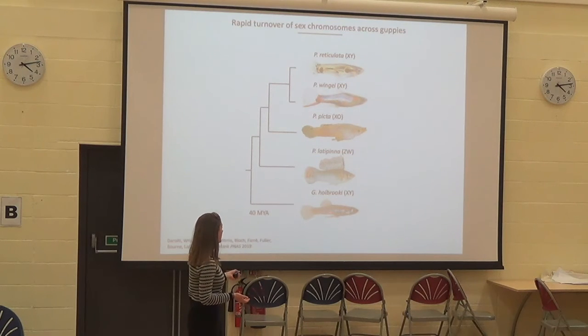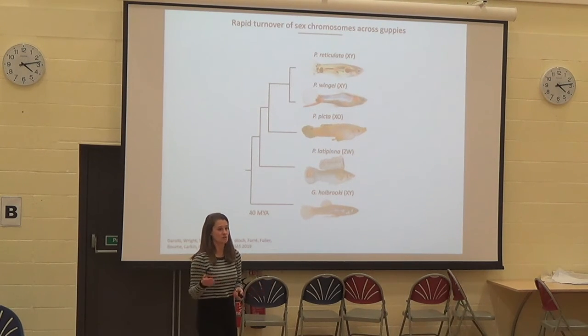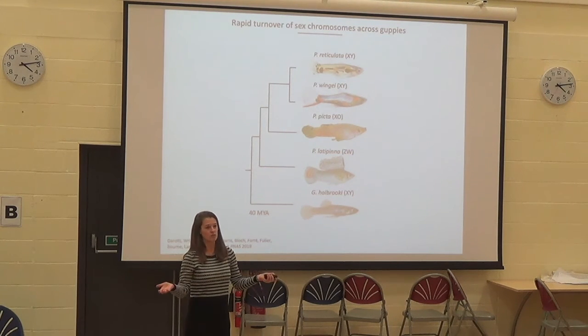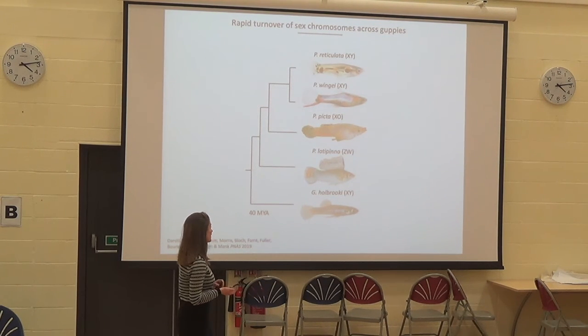And you compare this to mammals, which are much older than this. We all have the same XY chromosomes, all different species. So why does this diversity exist here, but not in other groups? Again, this is something that we're looking into.